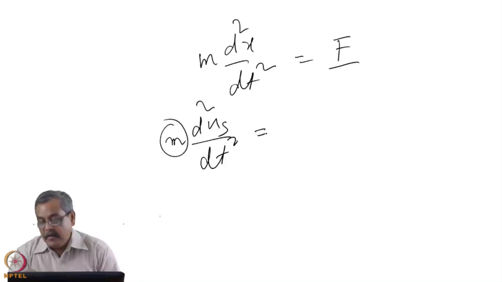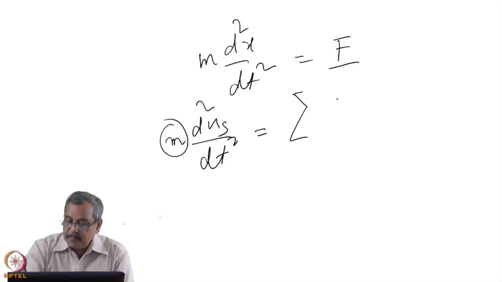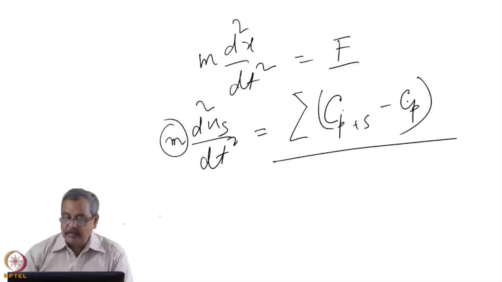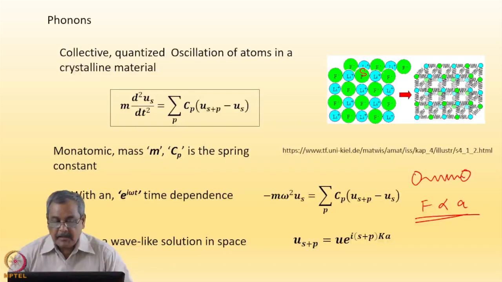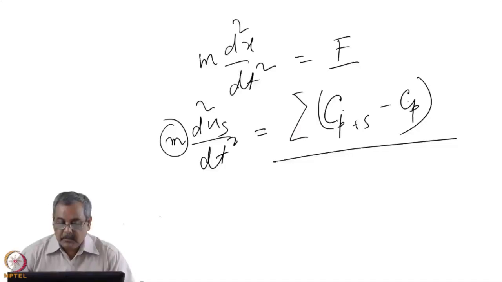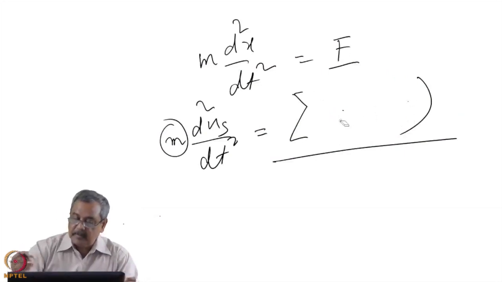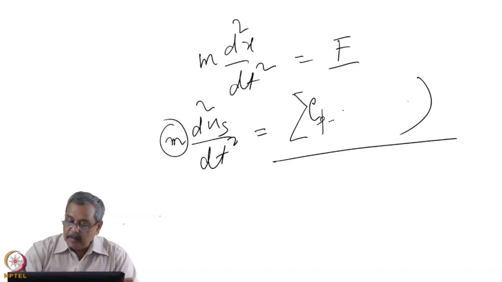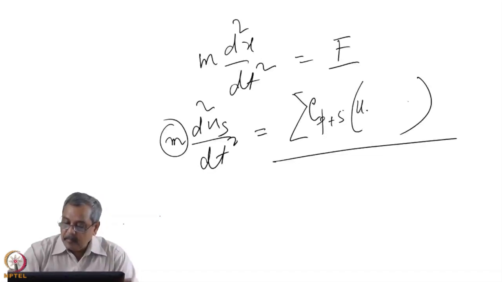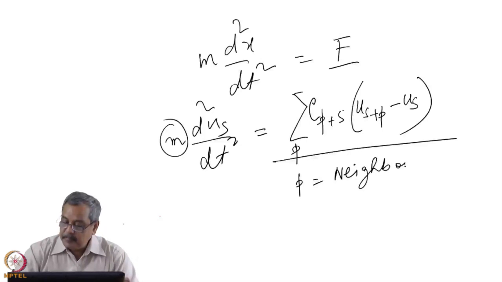If force is given by a spring constant, it is basically C of p plus s minus C of p, depending on that. These are the force constants between the two atoms. And then, C p of p plus s into u of s plus p minus u of s, summation over p, where p are the neighbors of the sth atom.